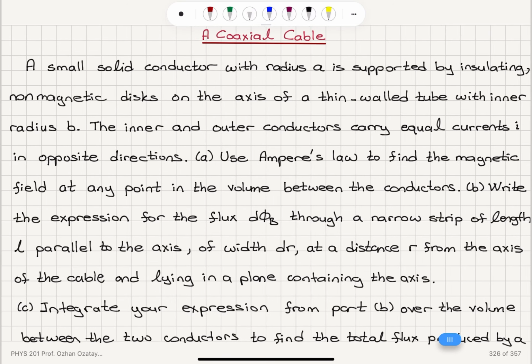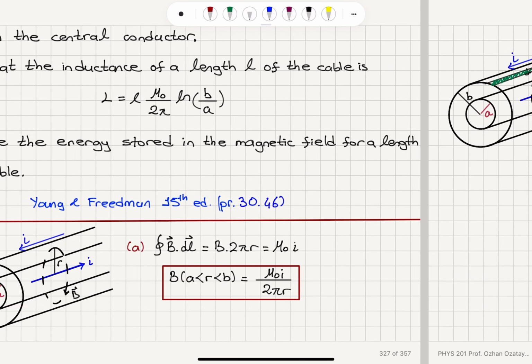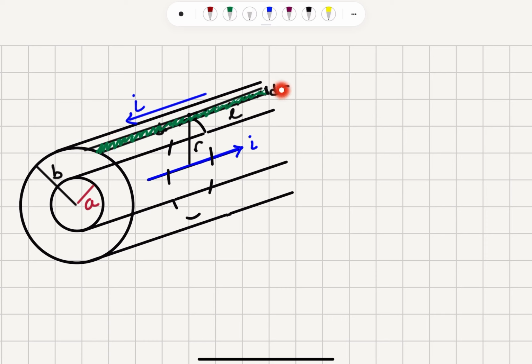Okay, let's look at part B. Write the expression for the flux d phi B through a narrow strip of length L parallel to the axis of width dr at a distance r from the axis of the cable and lying in a plane containing the axis. Okay, so here is a strip of width dr at a radial distance r from the center, and the strip has length L as suggested. Now we want to find the flux through this strip.